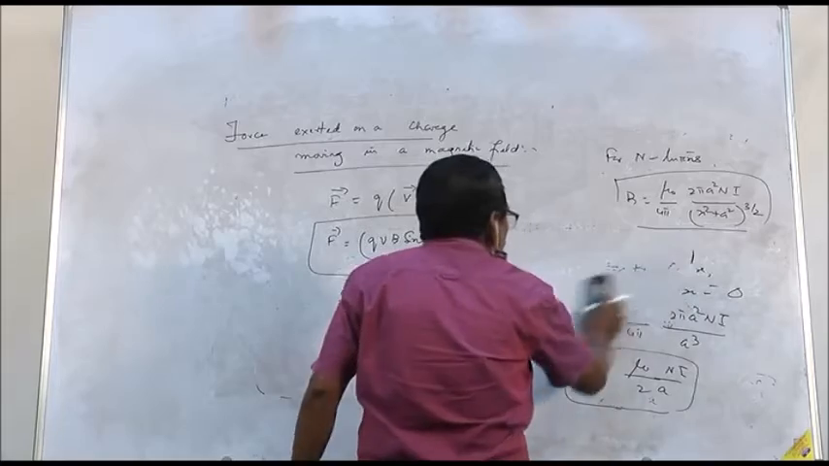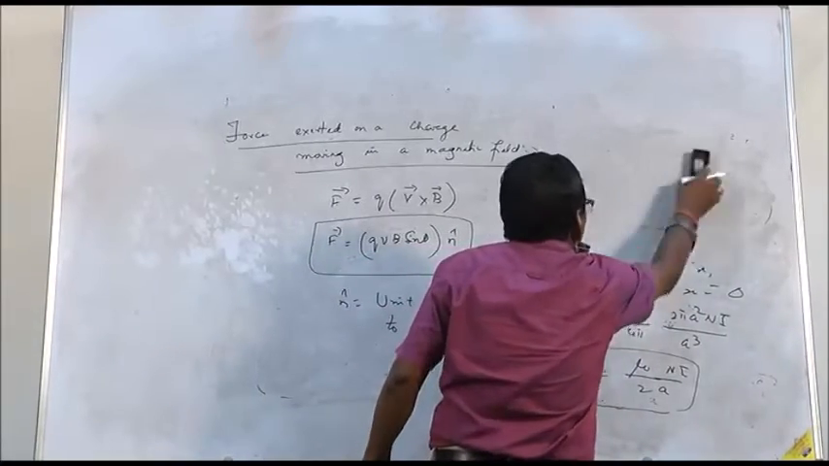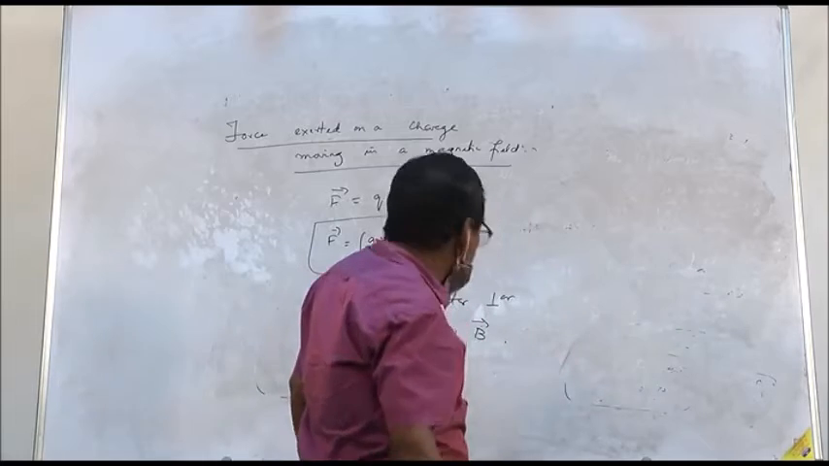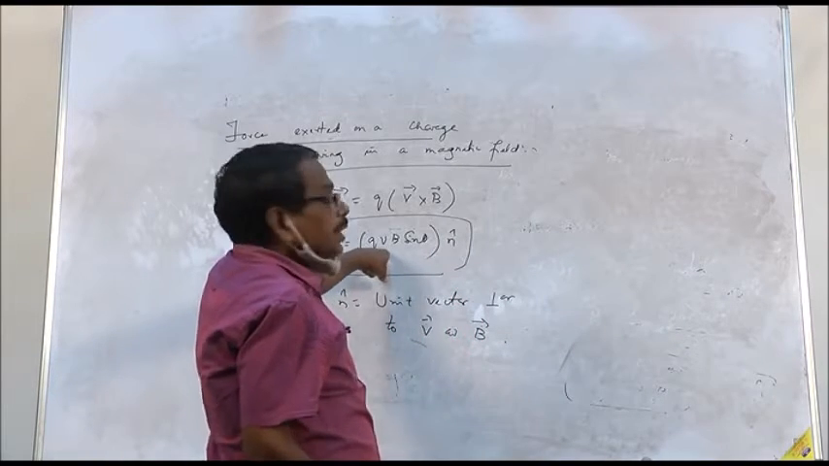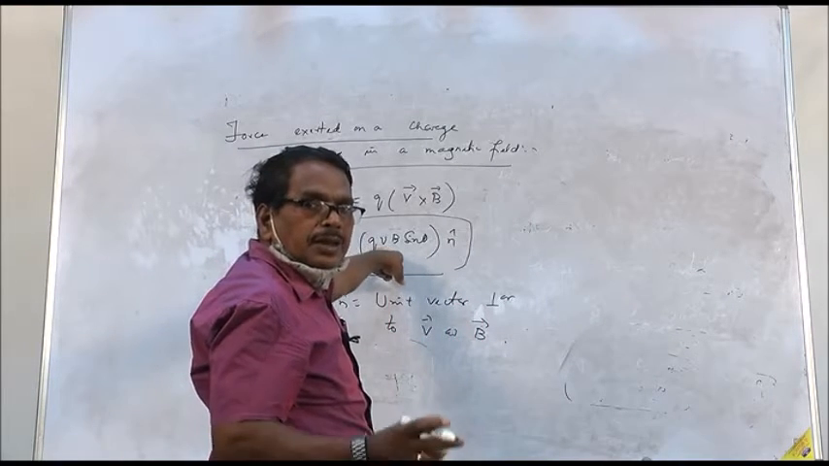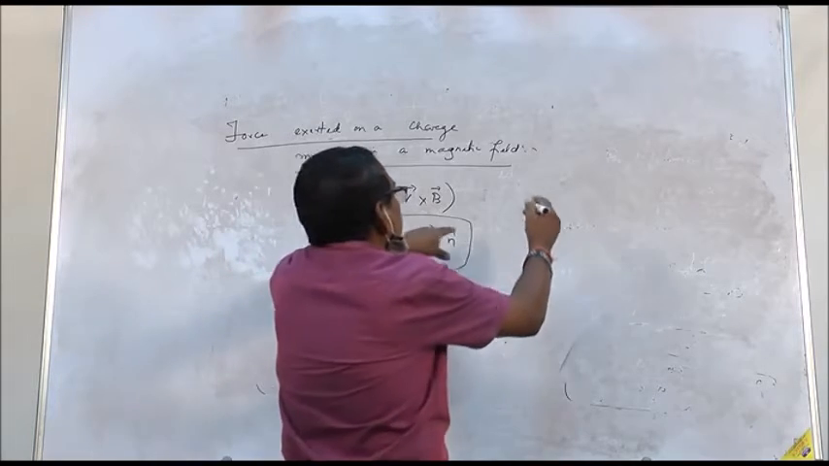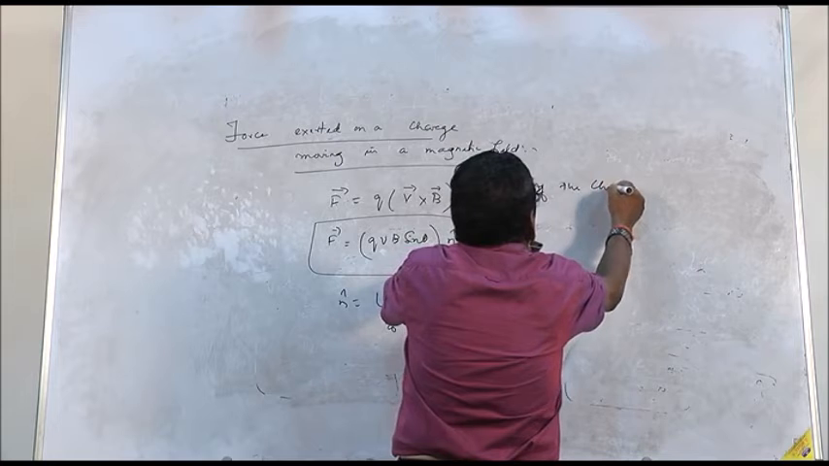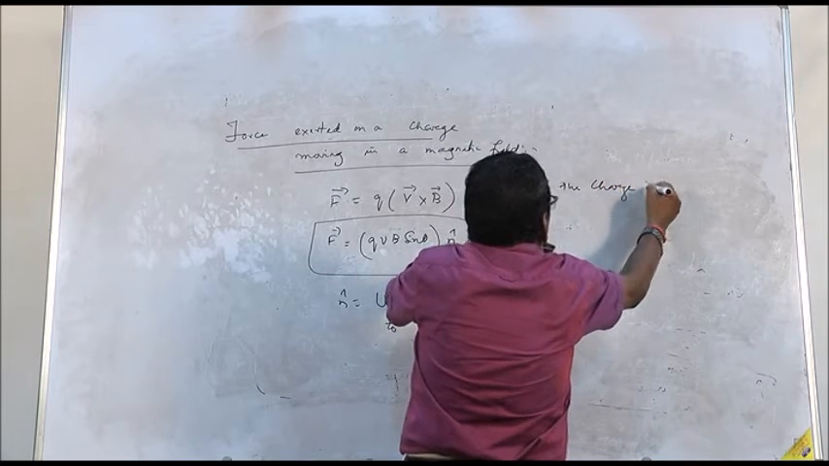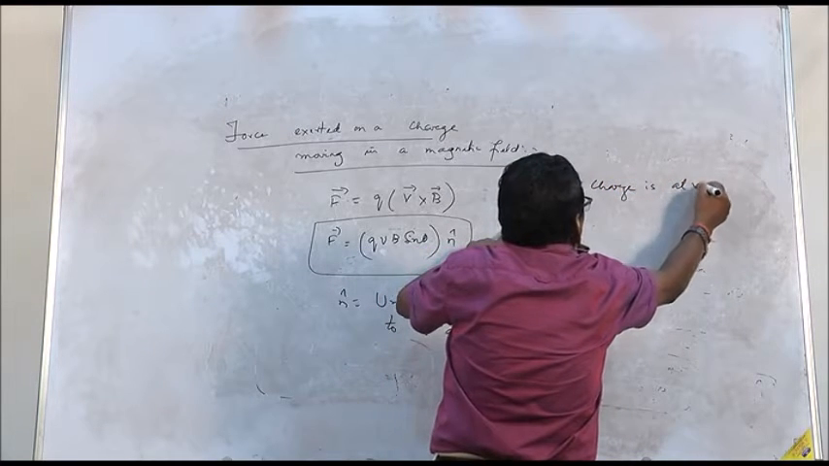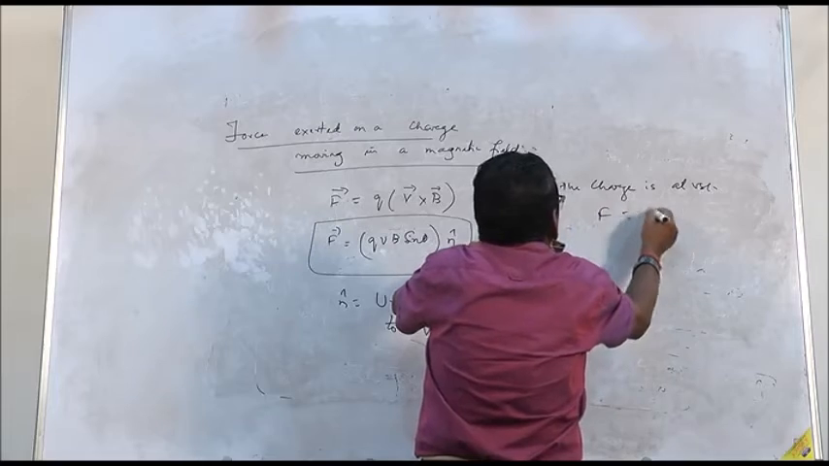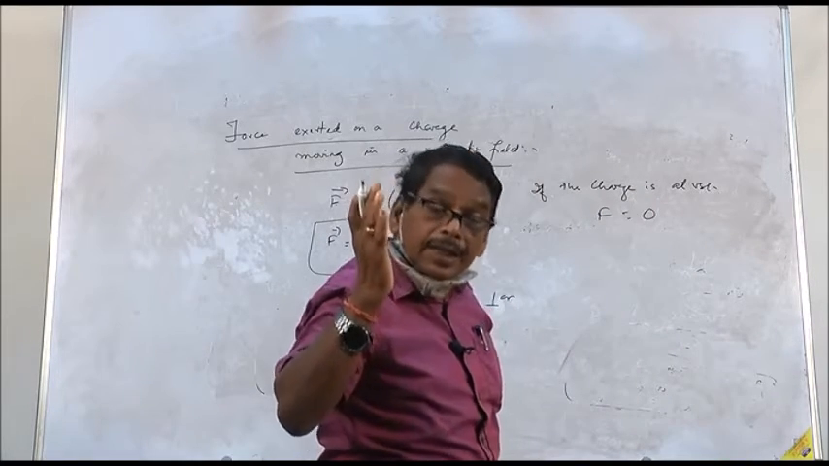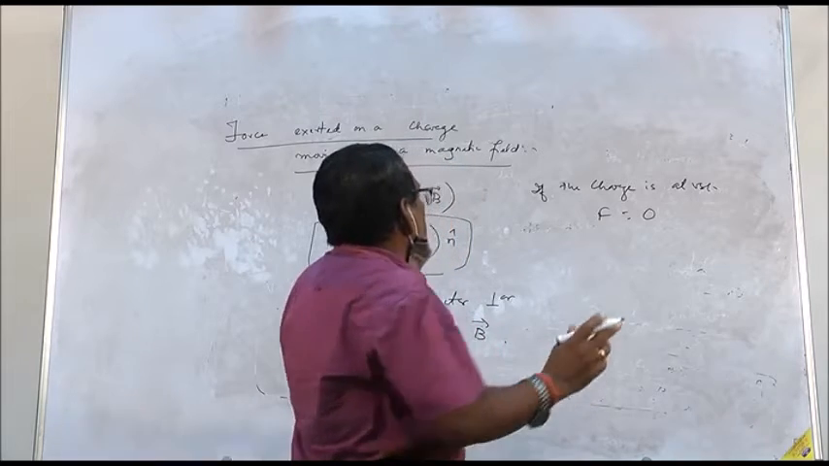What is the maximum force? When will the force be maximum and when will no force be exerted? If V is equal to 0, suppose the charge is not moving, if the charge is at rest, F is equal to 0. So, there is no force exerted on a charge if it is at rest in a magnetic field.